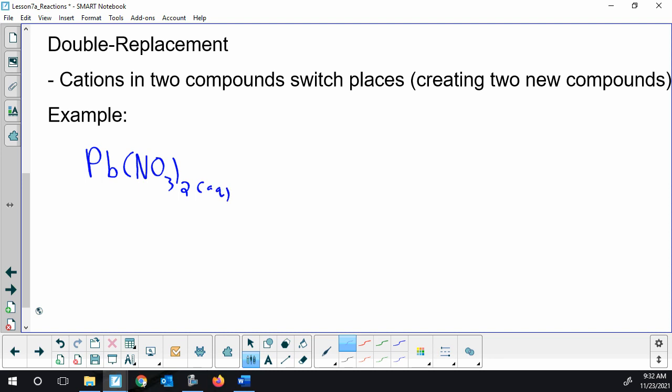So my first compound is going to be lead 2 nitrate. I said lead 2 because I know lead has 2 possible charges, so I have to include it in the name. So that's one of my 2 compounds. My second compound is going to be sodium sulfate.